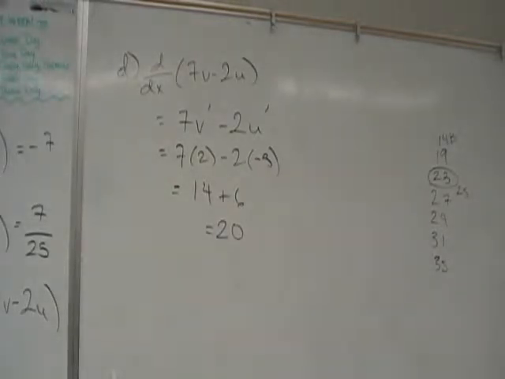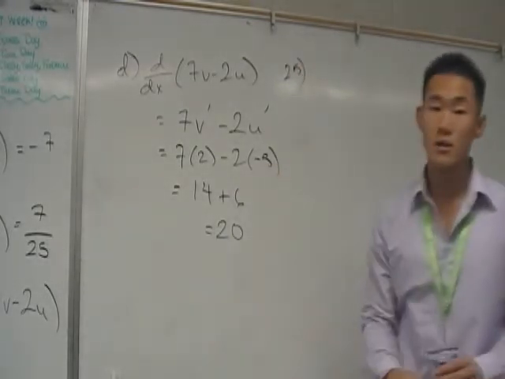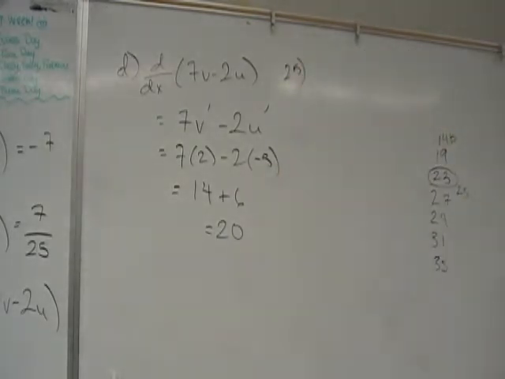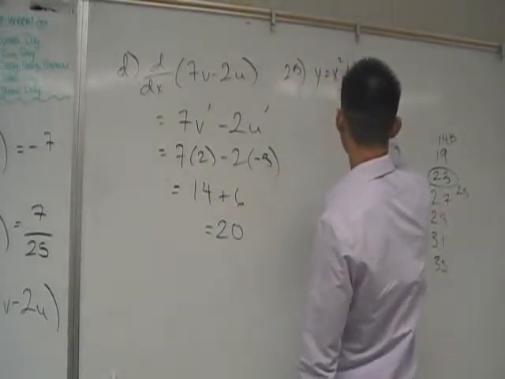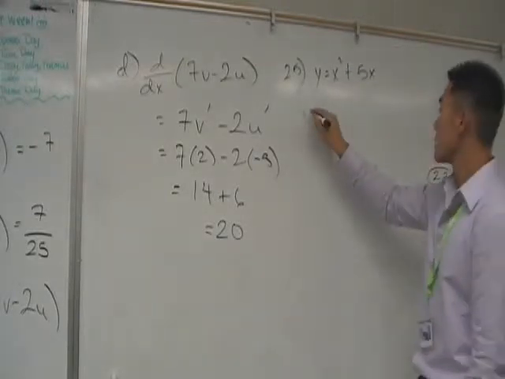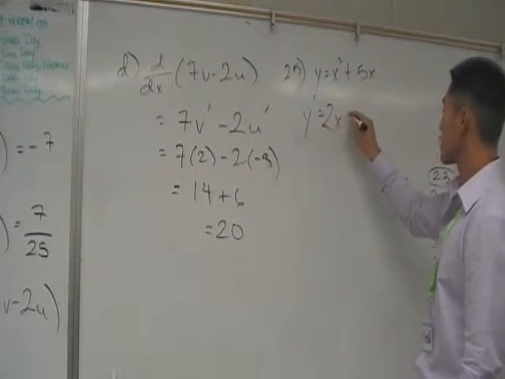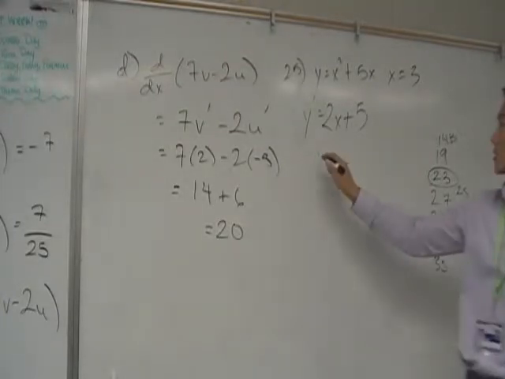Which of the following numbers is the slope of the line tangent to the curve? Okay, so we've got to take the derivative of 25 and then plug in 3 for x. So we got x squared plus 5x. If we take the derivative of this, y prime is equal to 2x plus 5, and they tell us x equals 3. So you plug 3 in there.